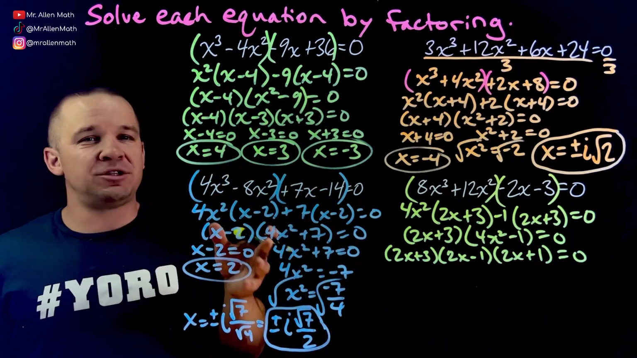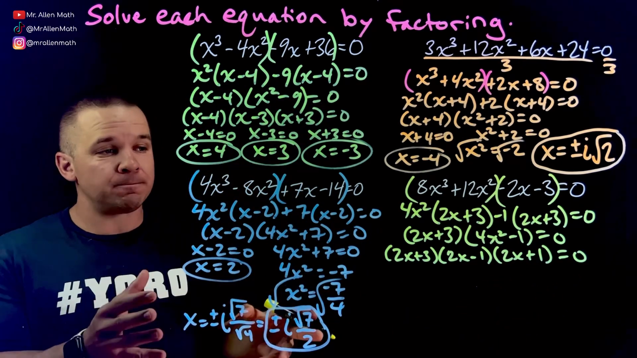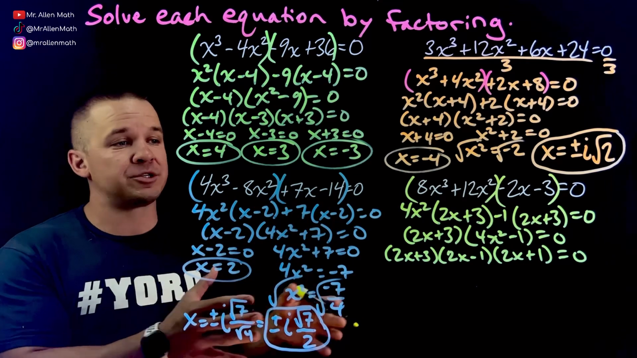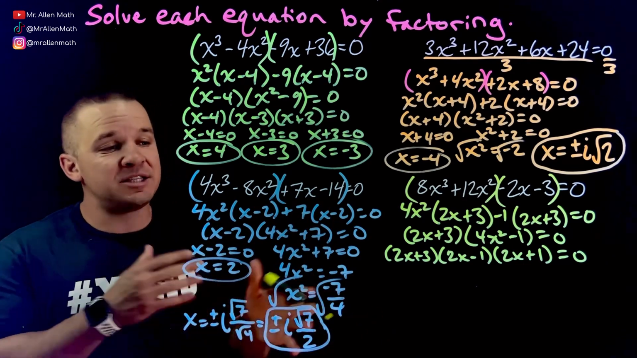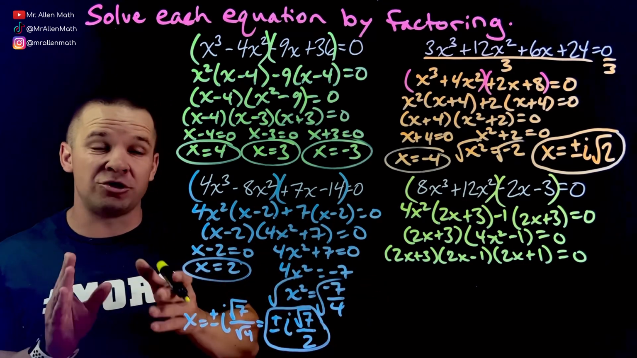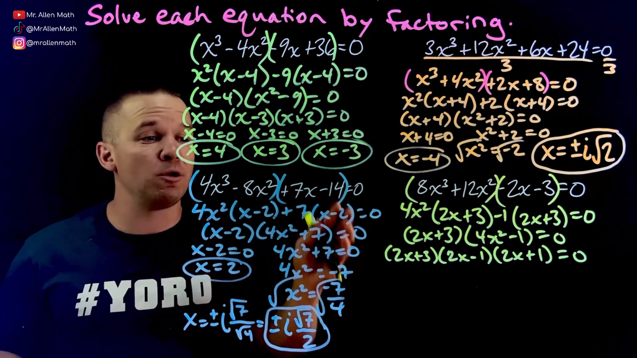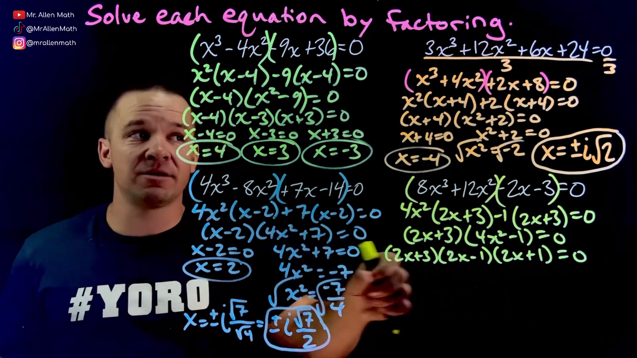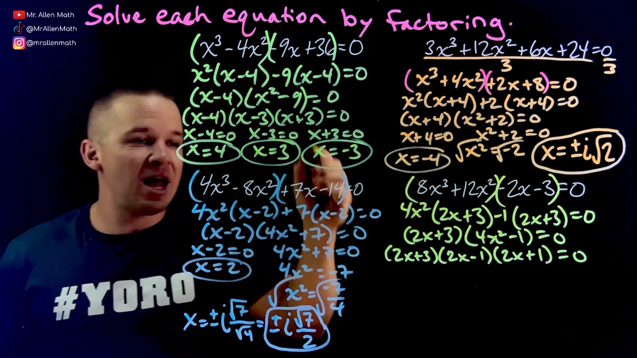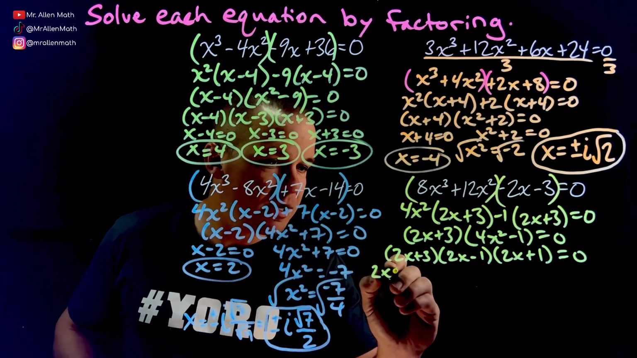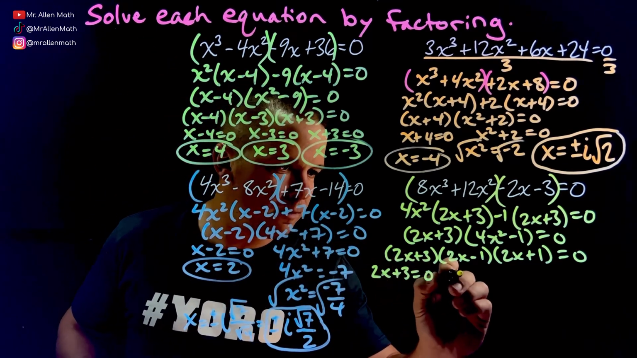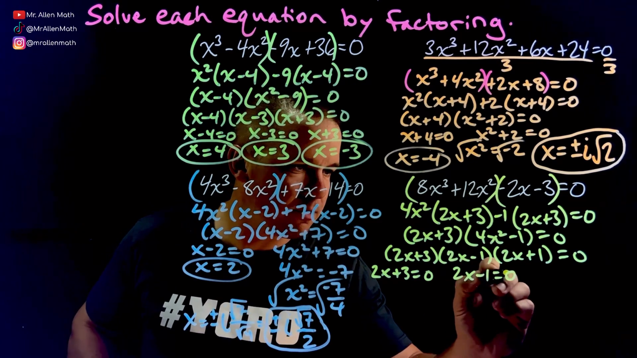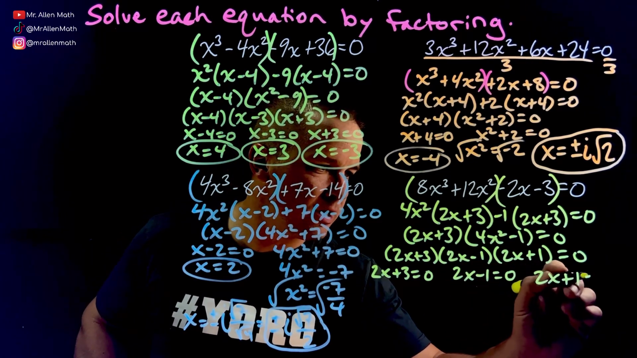Difference of 2 squares is very common to come up when we're doing factor by grouping. So always look for the difference of 2 squares to see if you can break it down further, especially if they're just asking you to factor it. If we were just asked to factor, that's our answer. Because we're asked to solve, I got to set each factor equal to 0. So 2x plus 3 equals 0, 2x minus 1 equals 0, and 2x plus 1 equals 0.